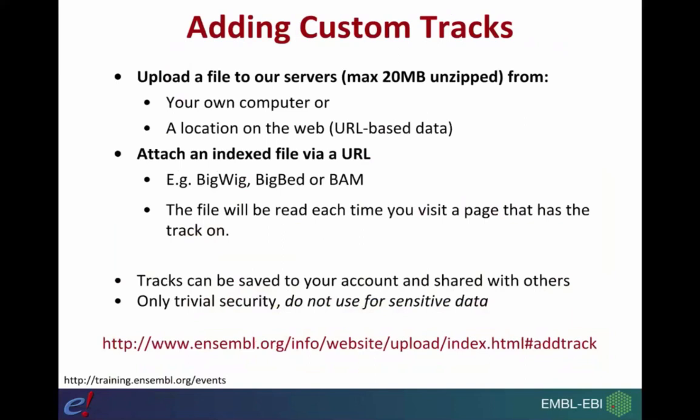So how do you add your custom track? In principle, there are two ways of uploading files. First and foremost, if you have a relatively small file, up to 20 MB, you can upload it from your own computer, or you can also upload it from a location on the web using a URL. However, if your file is big, such as a BAM file, for example, you will need to attach it via a URL. And you also need, in this case, an indexed BAM file in the same directory.